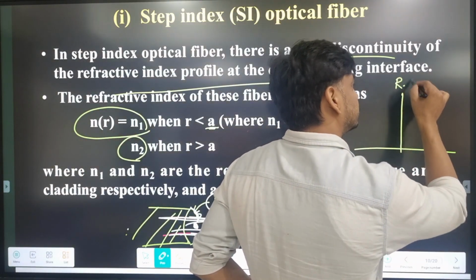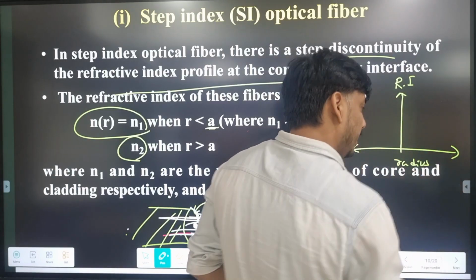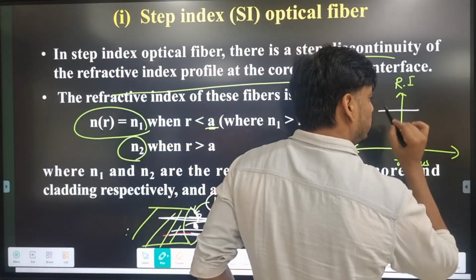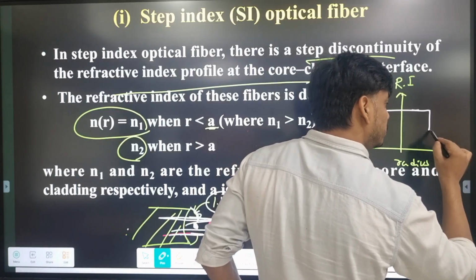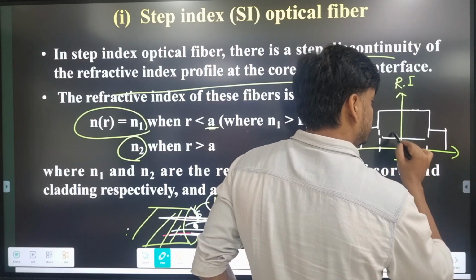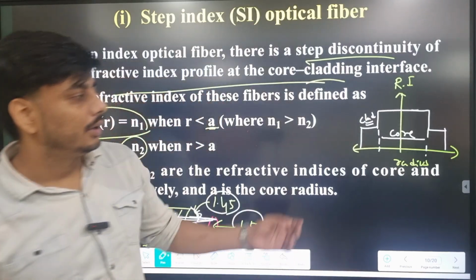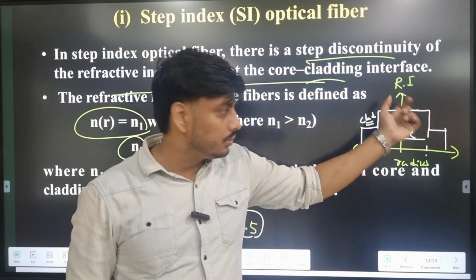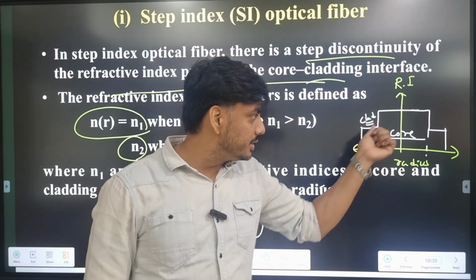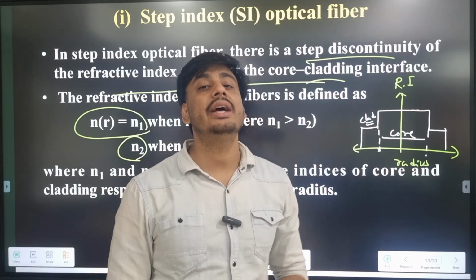Refractive index along the y-axis, and let this be the radius along the x-axis. So in step index, if this is the core region, the core has higher refractive index, and then there will be a sudden drop. This is the core, and this is the cladding. In the core region, the refractive index remains constant throughout the core on both sides. If we move from the core region to the cladding region on both sides, you can see there is a step discontinuity. That's why it is said to be a step index optical fiber.